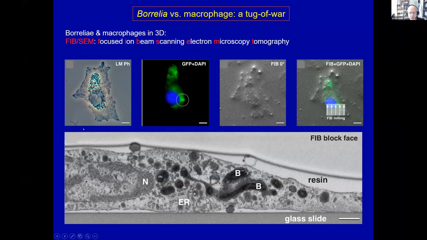And this then leads here to these slices that you can look at from the side. So here you would have the macrophage, here you would have the resin, here you would have the glass slide where the macrophage sits. This is the nucleus, and this is what you've been seeing before, also in other talks, the internalized Borrelia with its twists and turns.